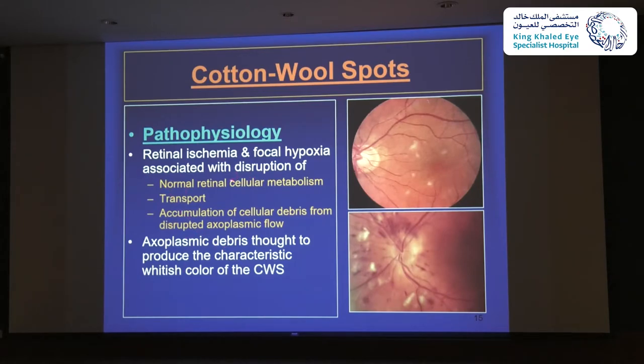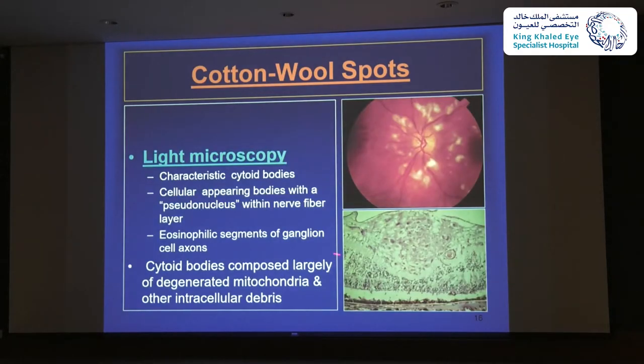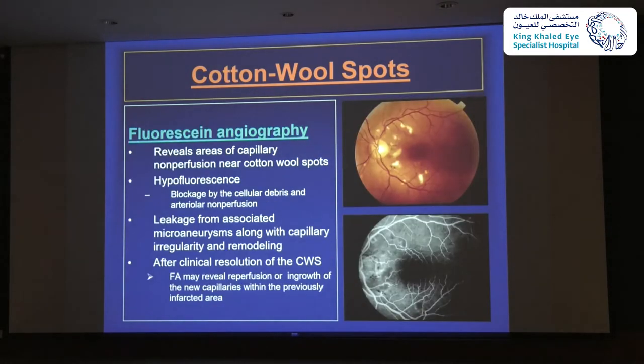Usually the retinal ischemia and focal hypoxia are associated with disruption of the retinal axonal metabolism and transport, and at the same time lead to accumulation of cellular debris from disrupted axoplasmic flow. And this is why we have the whitish color. This is the light microscope appearance, and usually we have cytoid bodies, composed largely of degenerated mitochondria and other intracellular debris, as we see here.